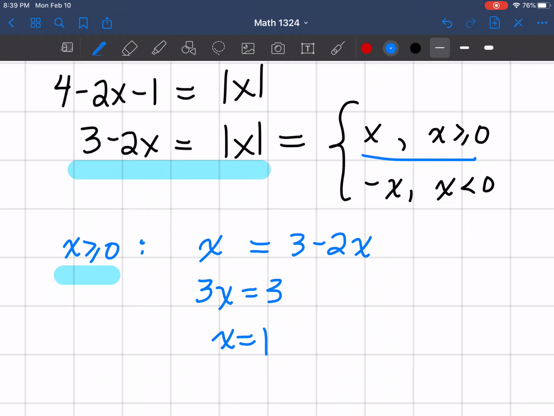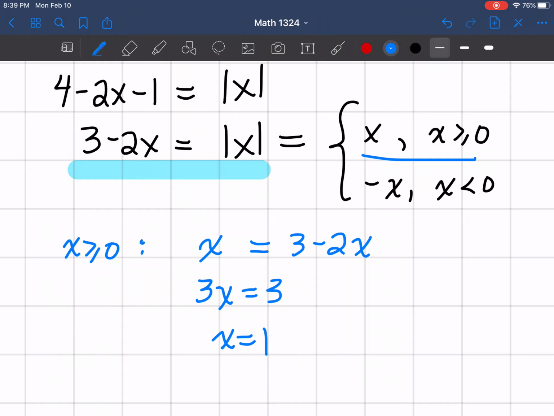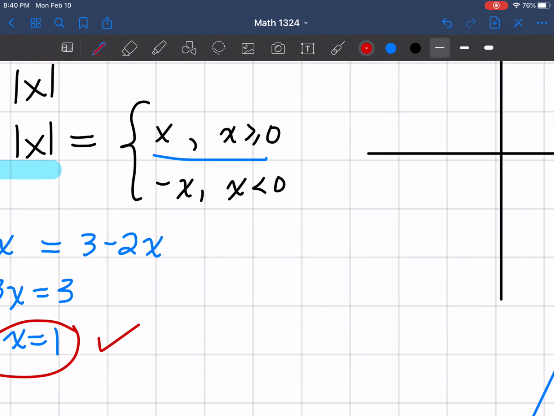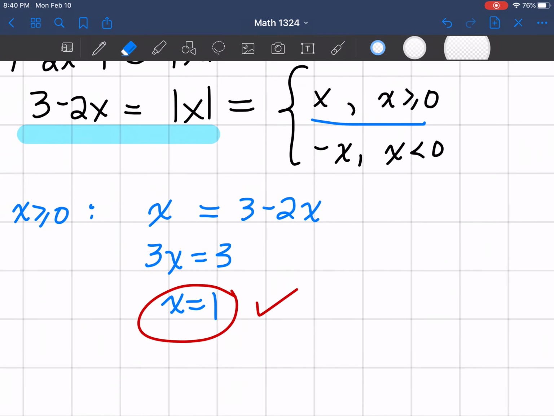The check is: is x equal to 1 in this domain? Is this value in here? And the answer is yes, right? x being 1 is bigger than 0, so this is a valid solution. Since that's a valid solution, we move on to the next case. Even though geometrically we know that there is no other solution, let's talk a little bit about why.